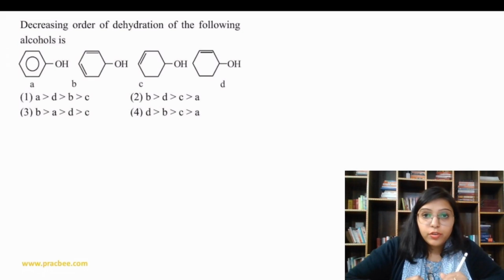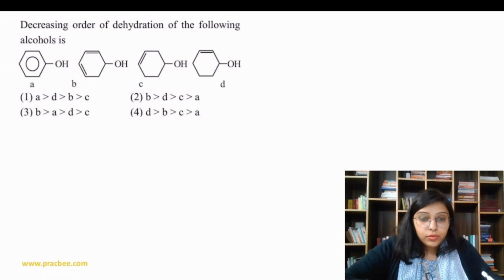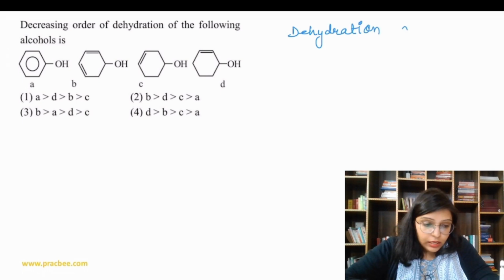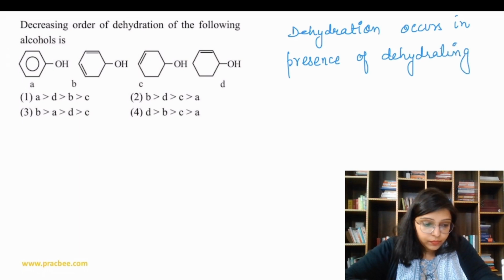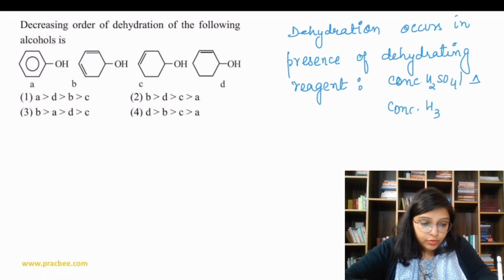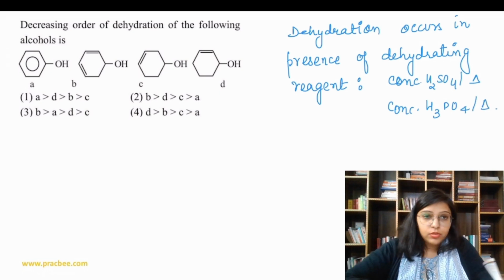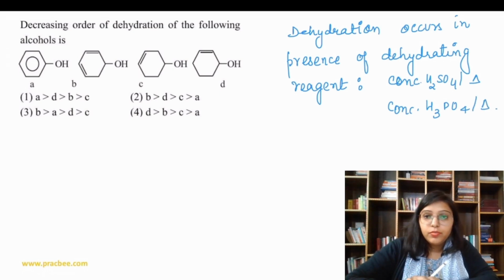Decreasing order of dehydration of the following alcohols is. So first of all, dehydration occurs in the presence of a dehydrating agent, right? In the presence of dehydrating reagents. And for alcohol, the dehydrating reagent is going to be concentrated H2SO4 and heat, or we can say concentrated H3PO4 and heat. So generally these are going to be the dehydrating reagents for alcohol.